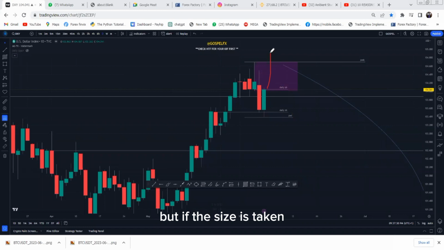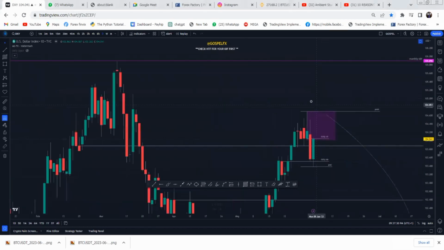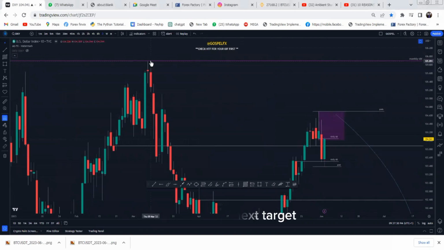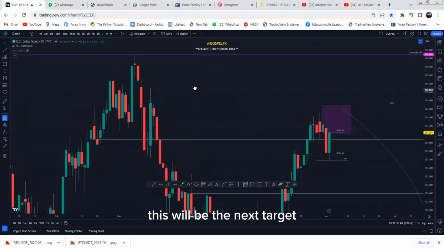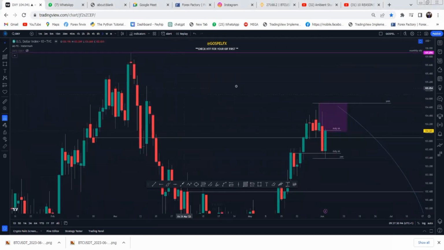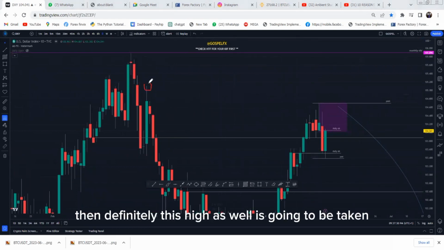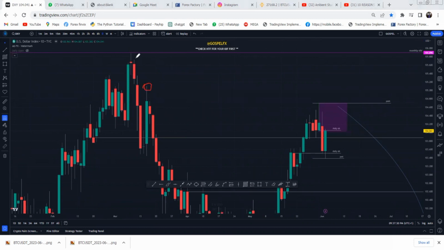Okay, but if this high is taken, then we'll expect price to continue bullish till it goes up to clear this. This will be the next target. All right, because if this high is taken, then definitely this high as well is going to be taken, and this one as well. So that's what we're expecting here on the daily chart. We want to see price play around this area and then continue to drop.